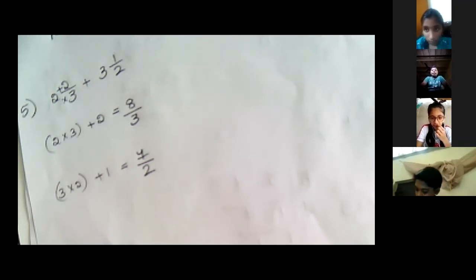Here we also have different denominators. First we will make the denominators the same. Without making the denominators the same, you can't add or subtract. So our new fractions are 8 upon 3 plus 7 upon 2. Now I will take the LCM of 3 and 2: 2 into 3 into 1, 2 3s are 6. 6 is the LCM.